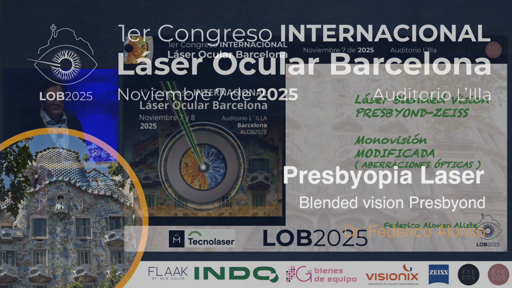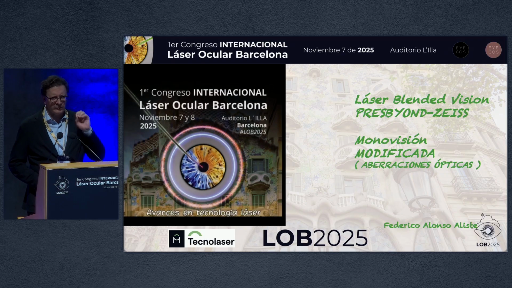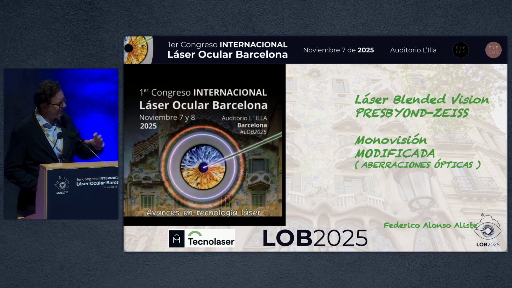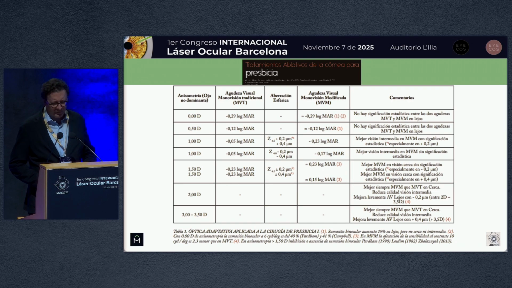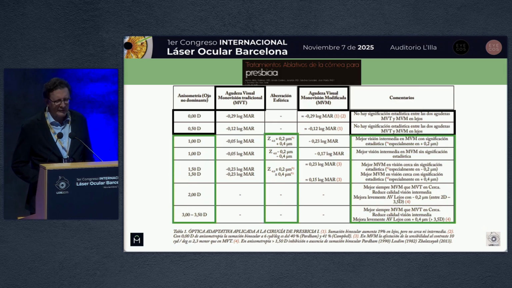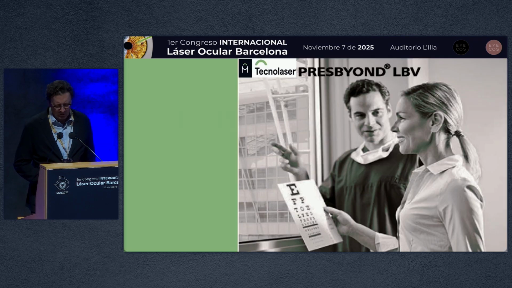I'm going to talk about Presbyond, blended vision. It's based on optical aberrations. The concept is key here for this technique, so that's why I'm going to be continuously referring to optical aberration. Traditional monovision apparently is still an acceptable, valid technique, but as of 1.5 prescriptions, modified monovision exceeds the traditional one, with less aberrometry, and that's as of 1.5 prescriptions.